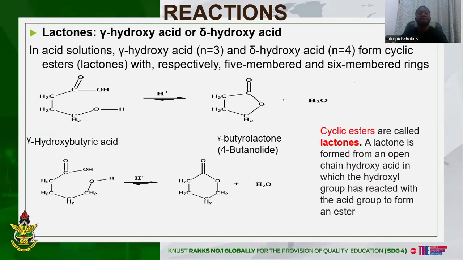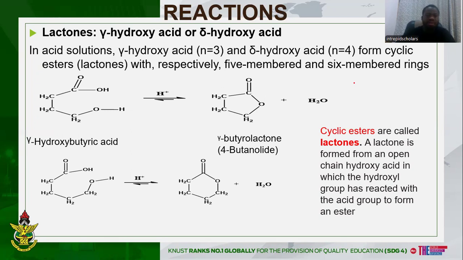Now, the behavior of gamma and delta are the same. In acidic solution, gamma and delta hydroxy acids form cyclic esters, and the cyclic esters are called lactones. These two will easily form cyclic esters because when they cyclize, they form a 5-membered and a 6-membered ring. From our normal chemistry, we understand that these are the two most stable forms of the ring, with the 6 being more stable than the 5. Good. And so that is what we have here.